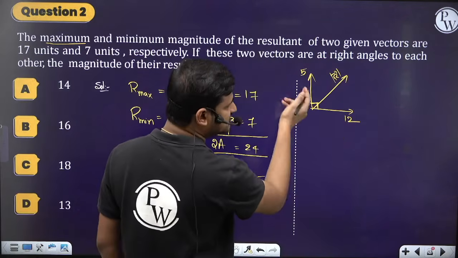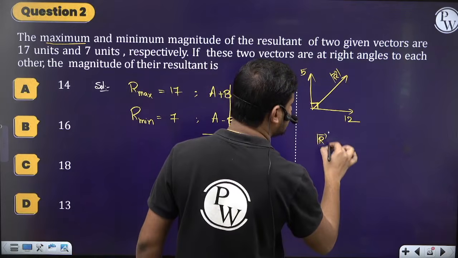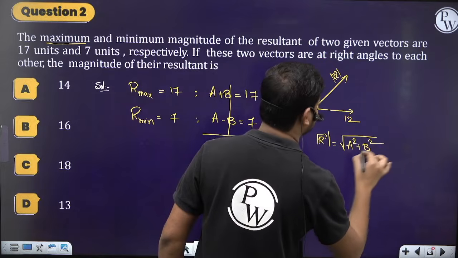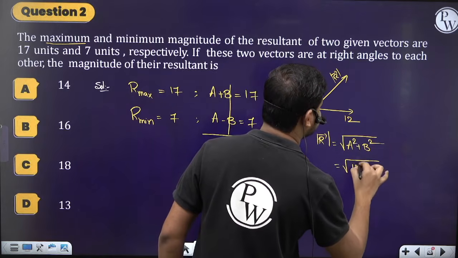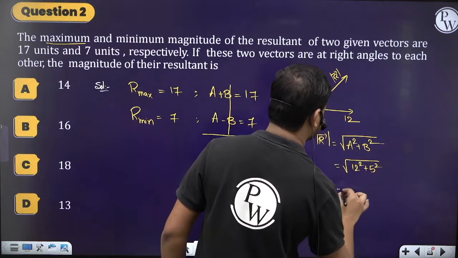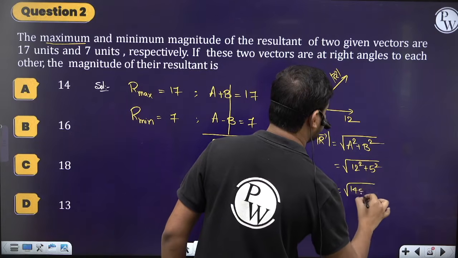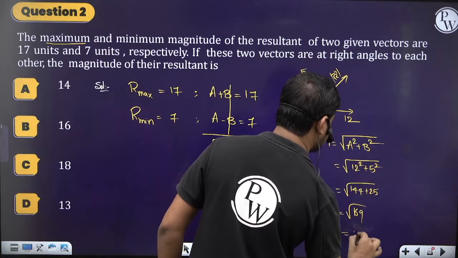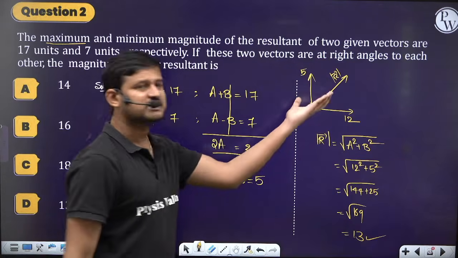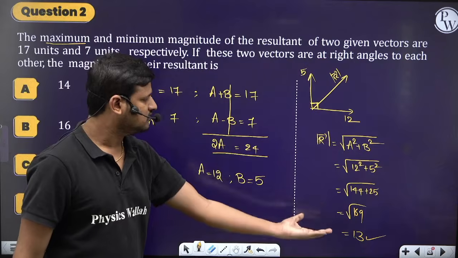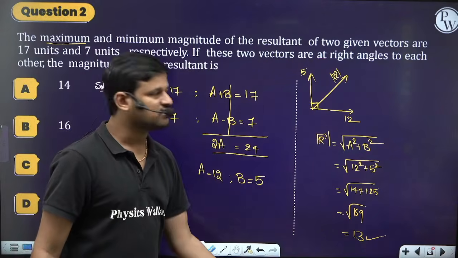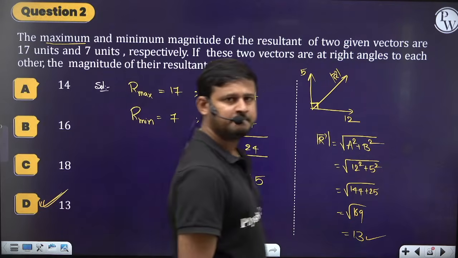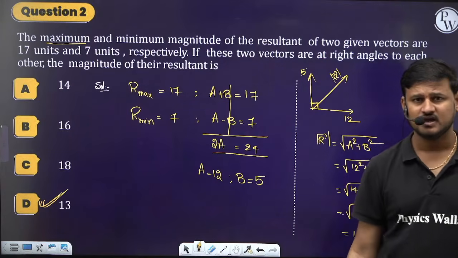Just now we have seen, whenever two vectors are perpendicular, the resultant will be simply the square root of A square plus B square. So that is the square root of 12 square plus 5 square. 12 square is 144 plus 25, so the square root of 169, which is nothing but 13. That's it. Or else you can directly say that it's a Pythagorean triplet, right? 12, 5, 13 is a Pythagorean triplet. So obviously the resultant is going to be 13. Option D. Simple question. Clear?